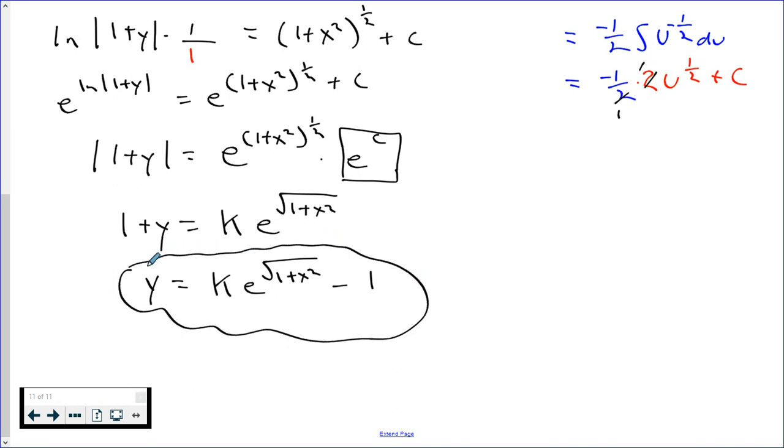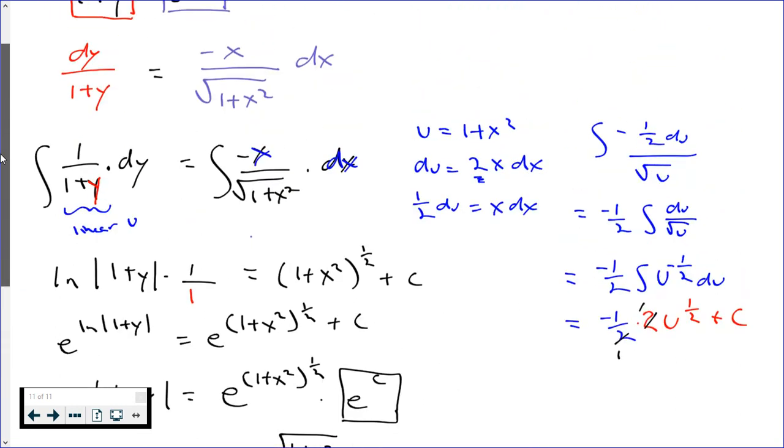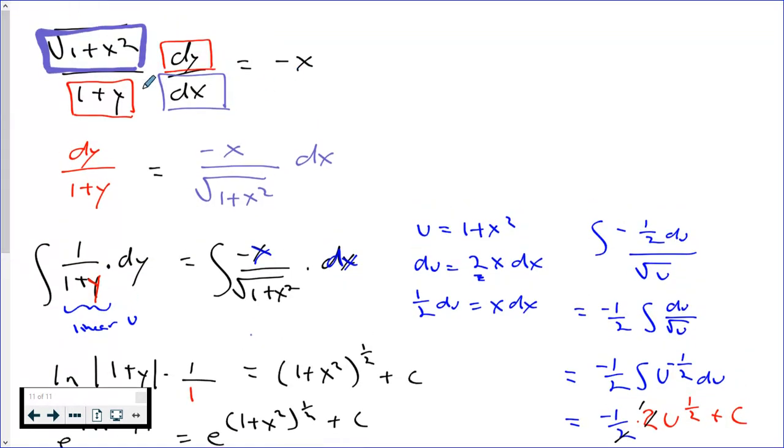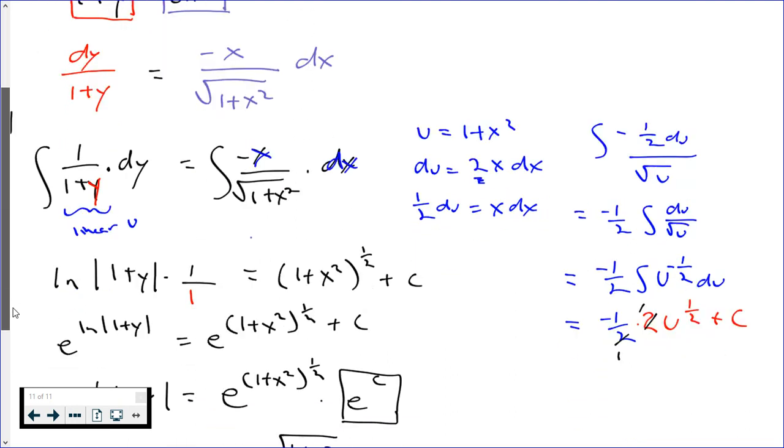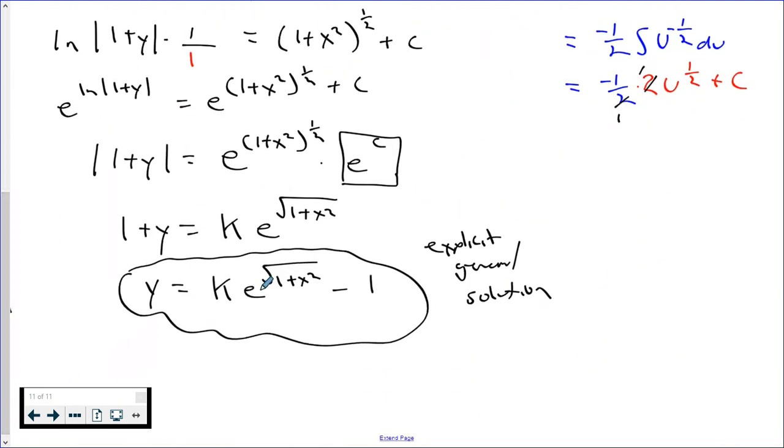All right, what is that? That is your explicit general solution. So in other words, this is a family of functions differing by a constant such that if I was to throw that into this differential equation, it would check. Put that y in here, put that derivative in here, multiply and divide all this out, the left side would boil down to negative x. If you don't believe me, do it, knock yourself out. I am not going to do it.